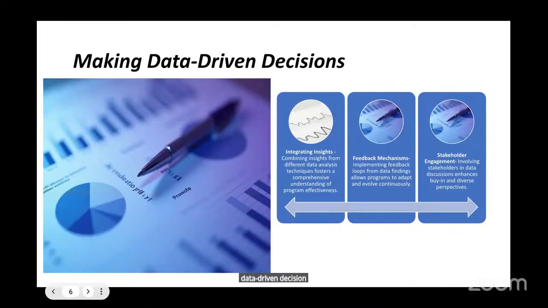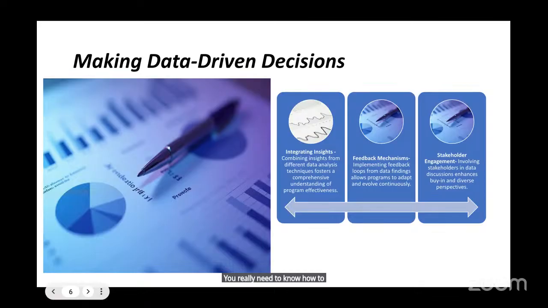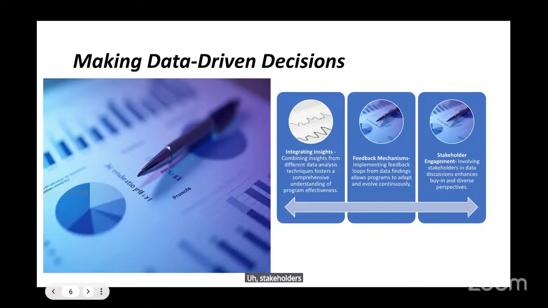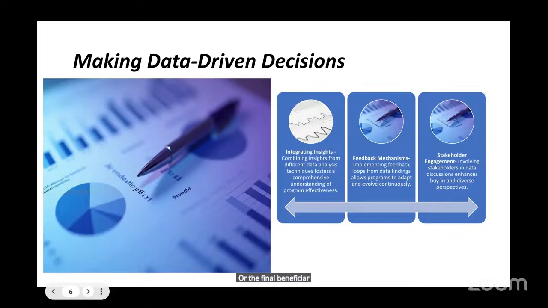Now, assuming it's something you're doing and it's related to policy, you really need to know how to play around with the politics on how to engage the national stakeholders, both at government levels and local levels, because the policy affects the grassroots members. So you also need to think about how you will engage the community or the final beneficiaries at the community level.